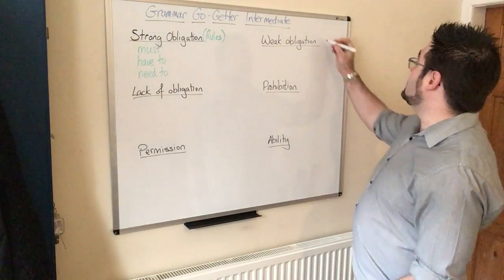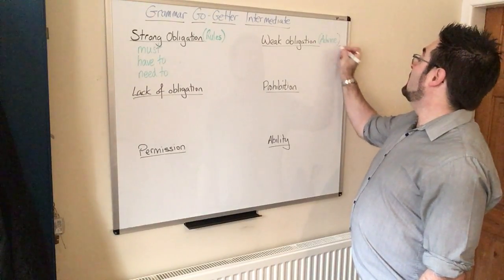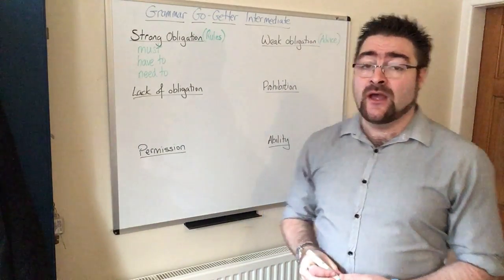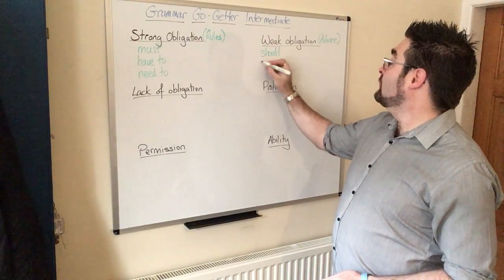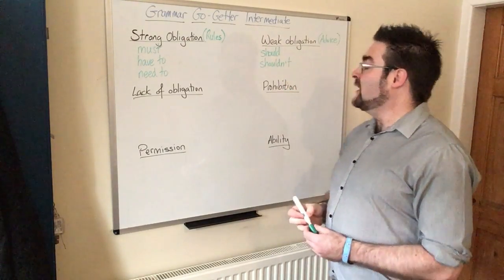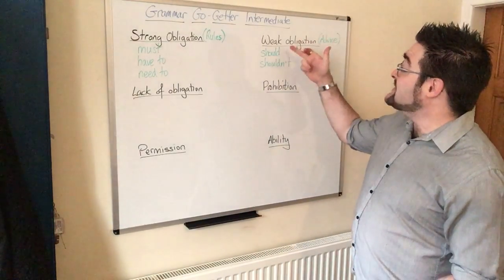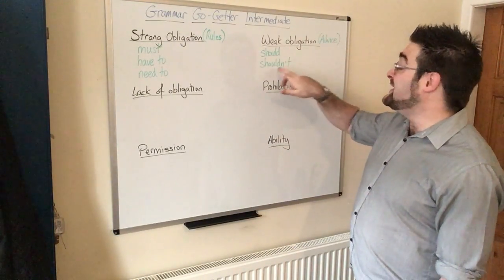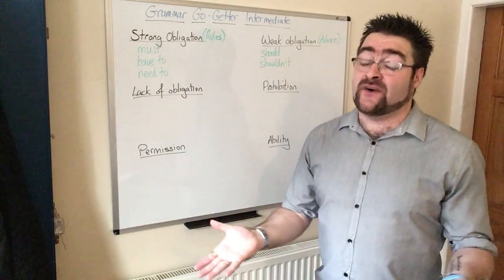Now, weak obligation is used for advice. Okay, and for this we use should or shouldn't. Now, when we say to somebody you should or you shouldn't, what we're saying is it's a good idea or it's a bad idea. But if you don't want to listen to me, that's fine.